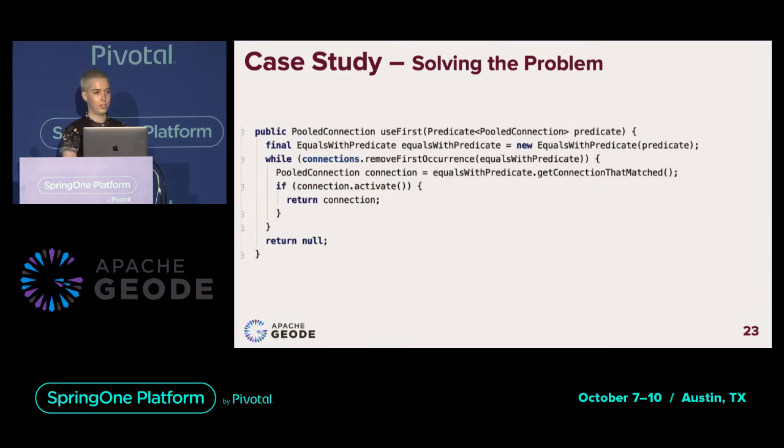And this is the implementation of use first. There's still no locking in this method, and remove first occurrence is thread safe, meaning that with a sufficiently large pool of connections, scaling should continue well past 32 threads.